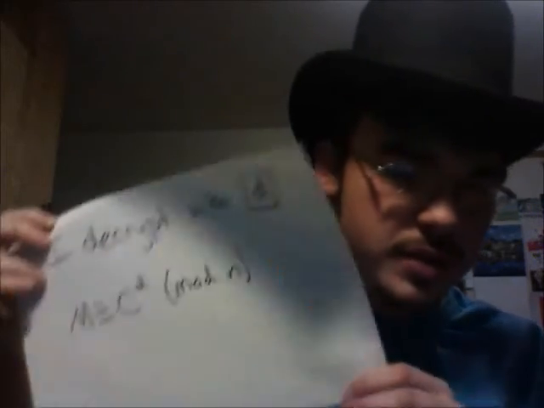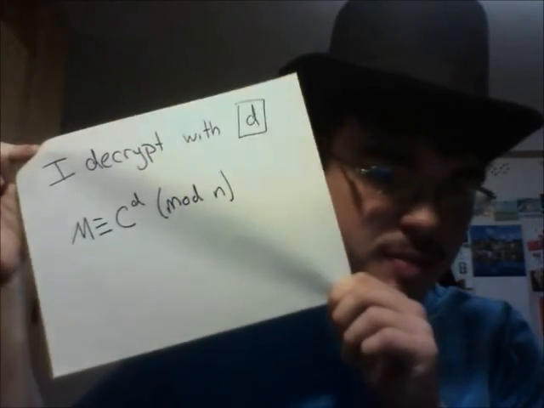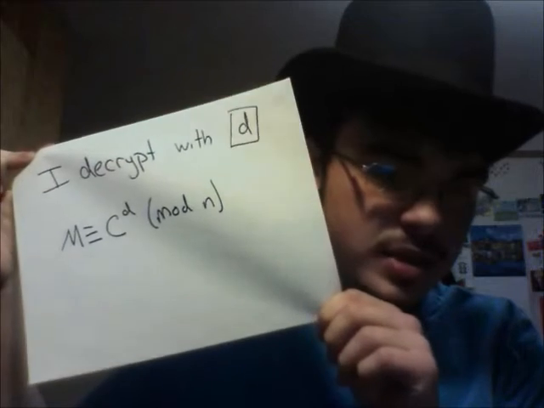And then if I want to decrypt it, I decrypt it with my private D. M is congruent to C to the D mod N. And that's basically how cryptography works. Yay! I won't get into the proof because I actually need to go over that myself. But I hope you sort of learned something.